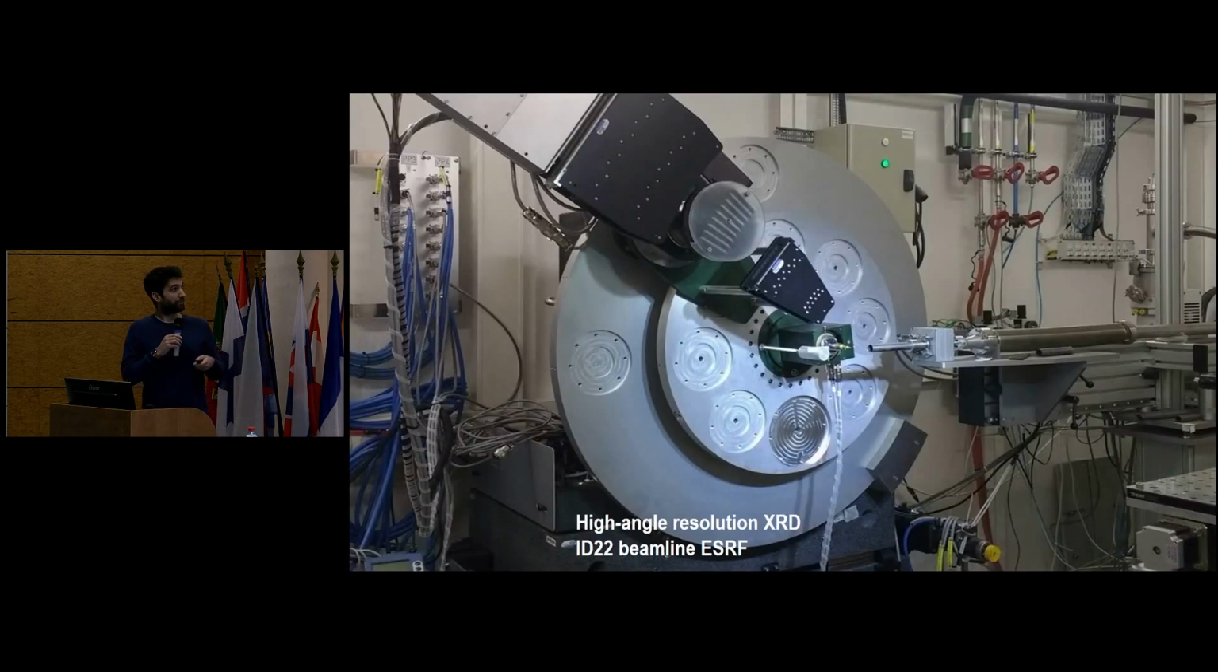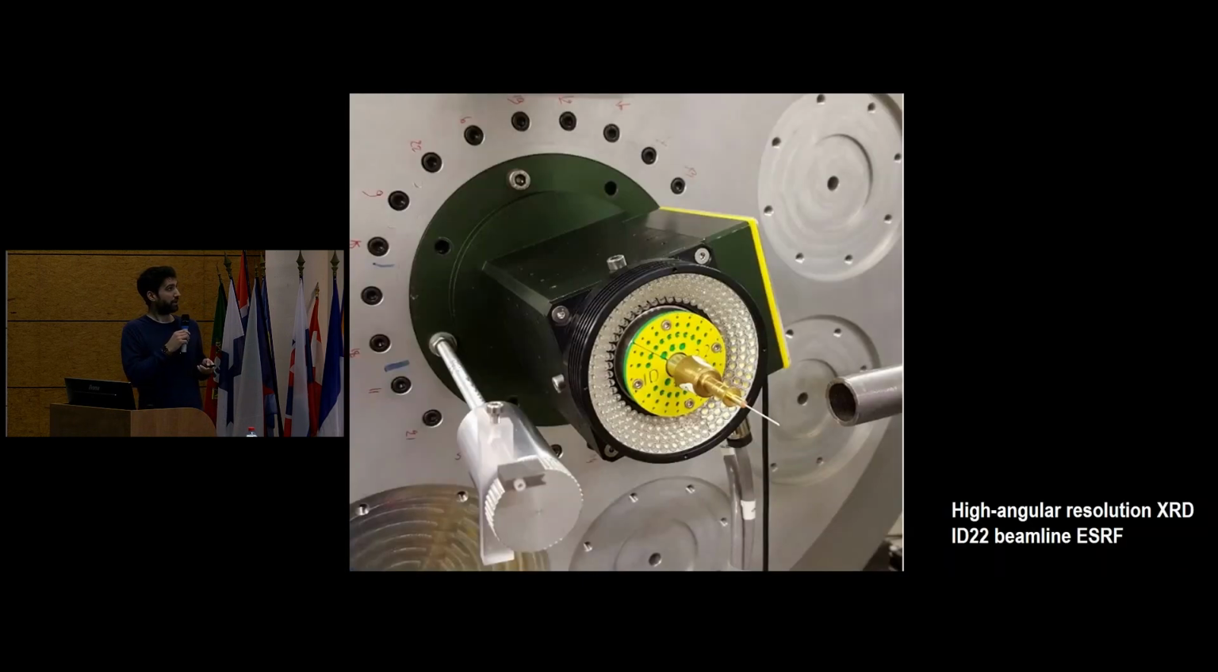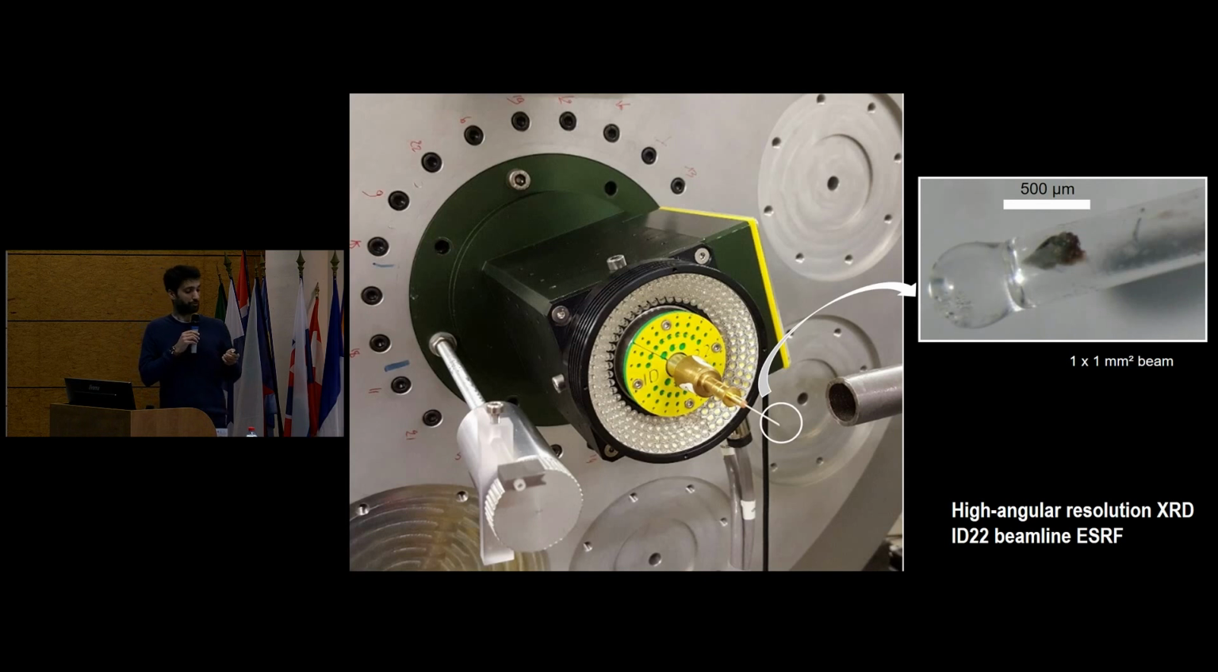To do that, the first step when we were working on lead white pigments consisted in going to the ID22 beamline at the ESRF to perform high-angular resolution X-ray diffraction. In this particular case, this is a powder diffraction beamline. So the trick was to place our microsamples in glass capillaries. This is kind of tricky, but it works.